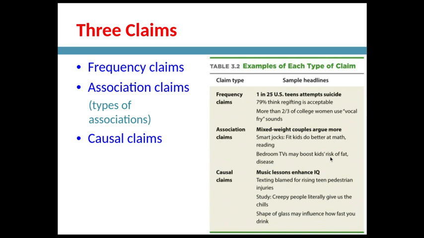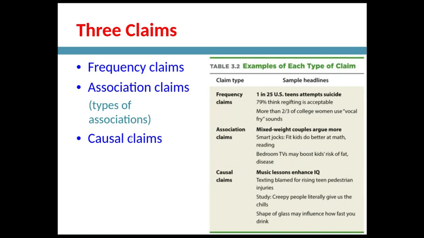Bedroom TVs may boost kids' risk of fat and disease. So you look at how many bedroom TVs people own, and you look at their percentage of ones that are overweight or have some sort of diagnosis, maybe due to that, like diabetes or things like that. So those association claims, again, are just looking at a relationship between two variables. Here is weight and arguments. Here is health and academic scores. Here is number of TVs and the risk of fat or disease. So association claims are two measured variables.